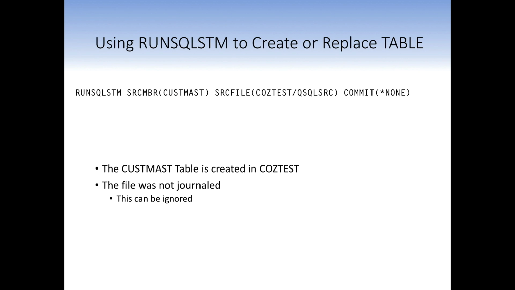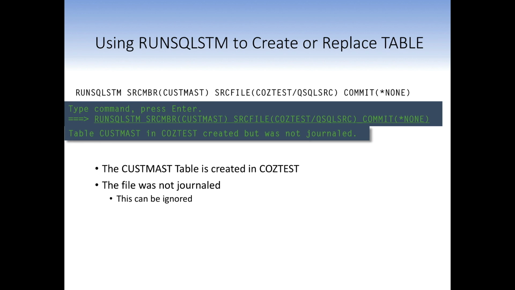Now we're going to run it again, only this time we're going to use run SQL statement. Parameter syntax is largely the same. I've added the commit none since we're not using journaling here, and we get the exact same result, except run SQL statement doesn't log the SQL state, which is certainly not a big deal in this case. And we get the same results. So either one of those two tools can be used to process this. And that's really all there is to it to move to DDL.